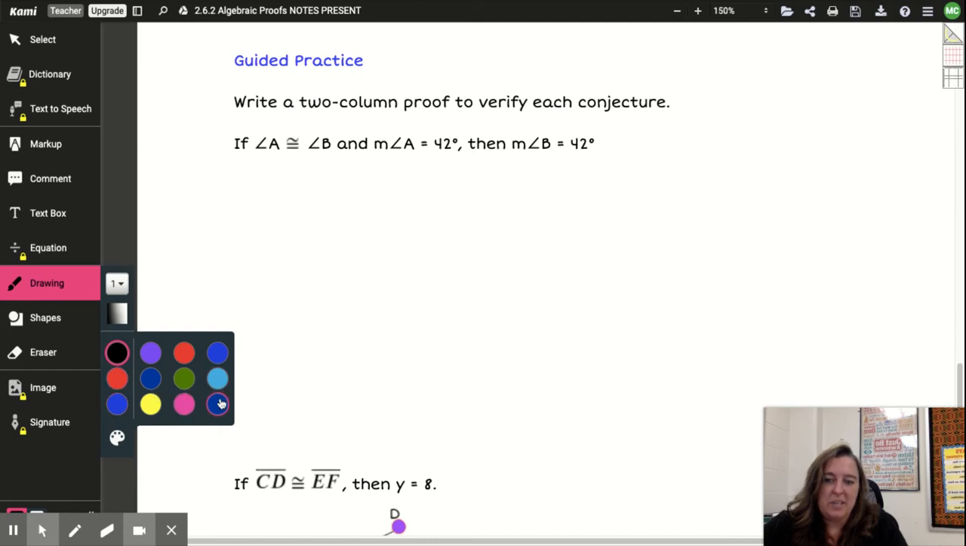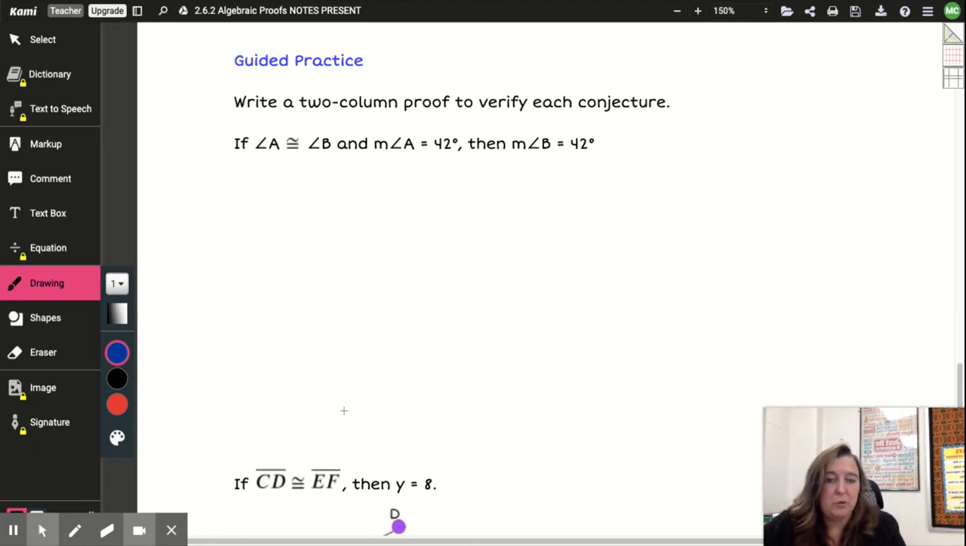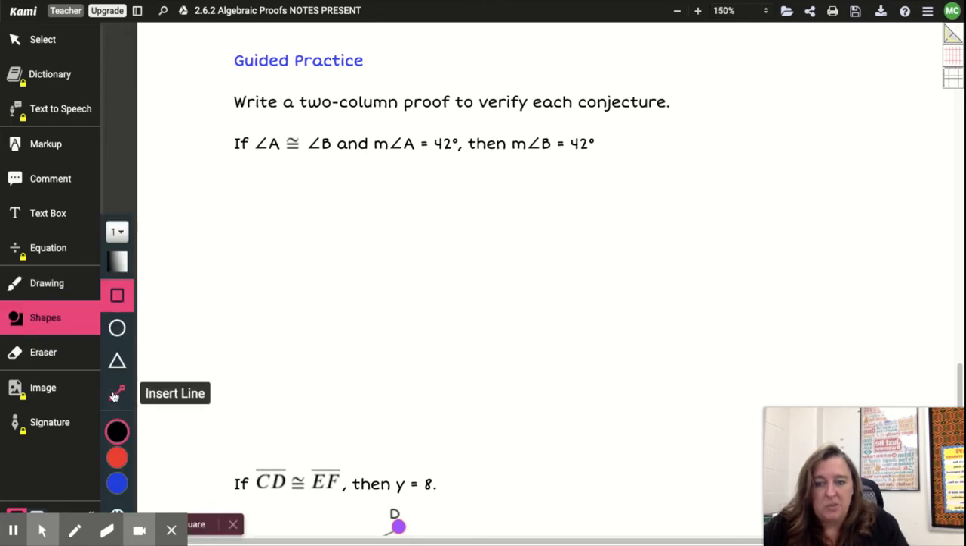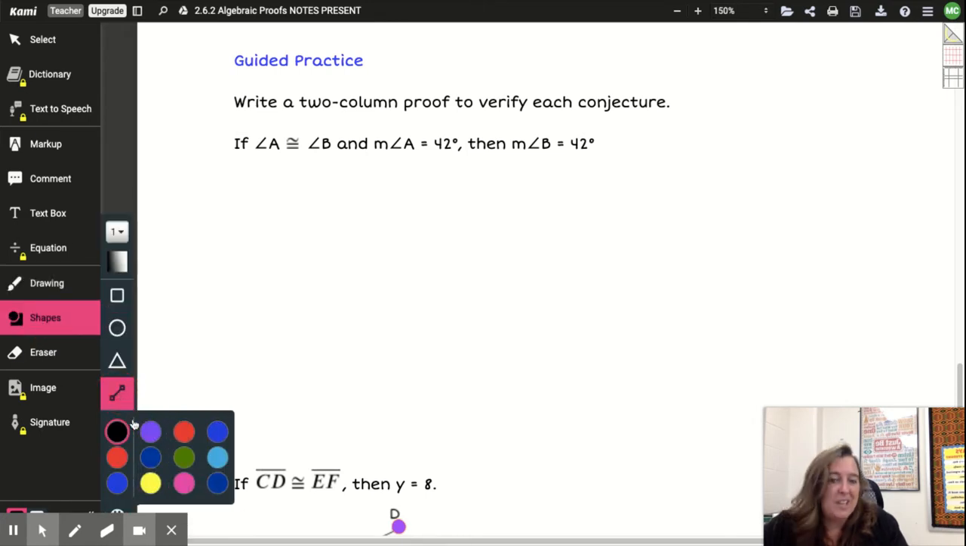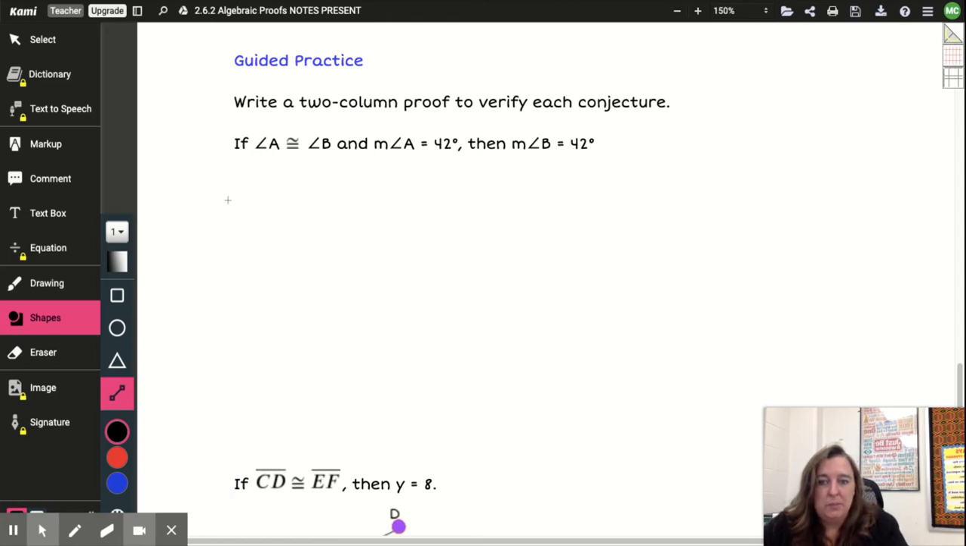Right, so these are guided practice problems, which means you really should try them first on your own before watching the video. However, I don't think you've done one of these before, so if you wanted to watch through this first one on how to set it up, and then try the second one on your own, that may be a good thing to do. So we're going to write a two-column proof to verify the conjecture.